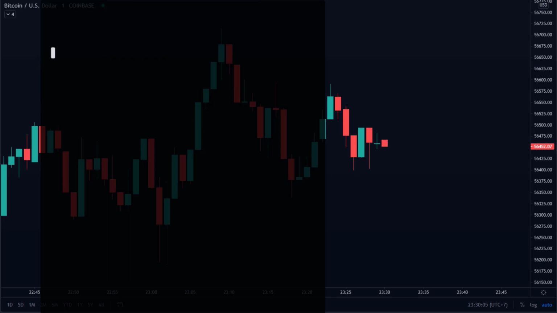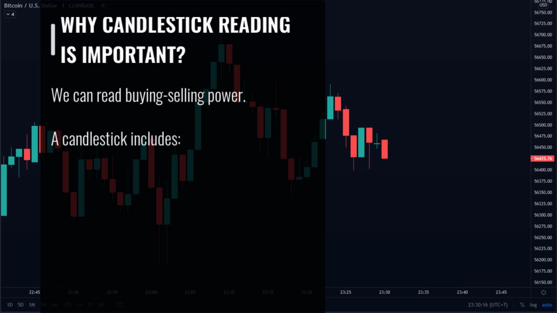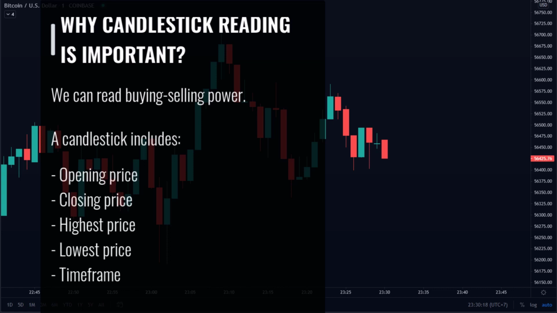Why do we need to know how to read candlesticks? From a candlestick structure, we can read how strong the buying or selling power is in a period of time. There are four main factors in a candlestick: opening price, closing price, highest price, and lowest price.